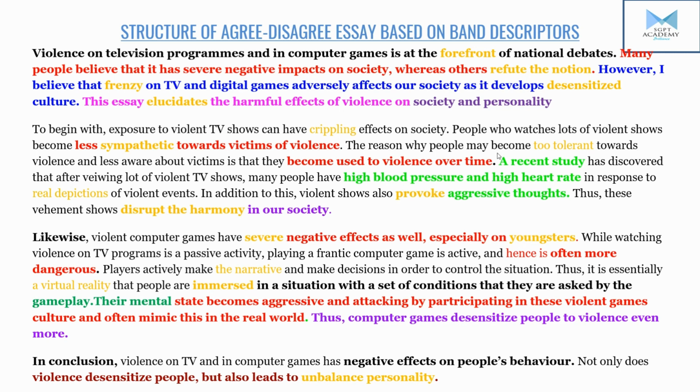The reason why people may become too tolerant towards violence and less aware about victims is that they become used to violence over time. So this is the second point: not only do they become tolerant, but they also become used to the violence over time. You see, following the first point, that is less sympathetic, comes becoming used to violence. So there is coherence, which means the ideas are systematically coming.